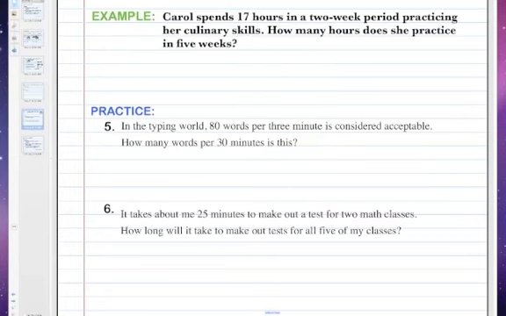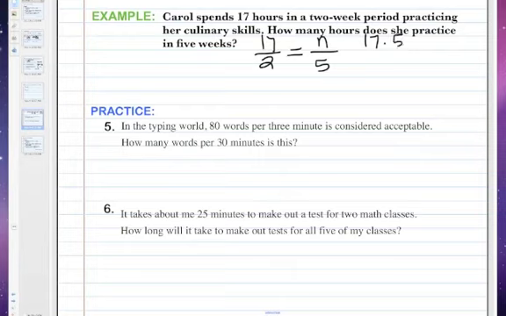So this same skill can be applied to several different types of word problems. So let's say we have Carol. She spends 17 hours in a 2-week period practicing her culinary skills. So 17 is to 2. And the question is asking us how many hours does she practice in 5 weeks. So let's use n is to 5. Now I can go ahead and set up my equation.